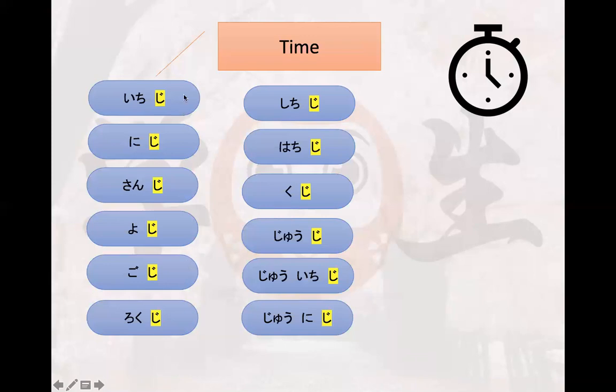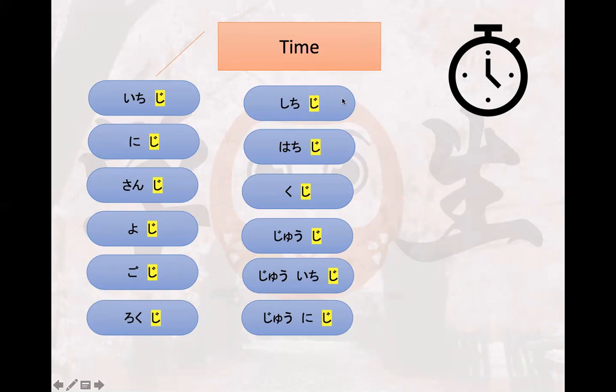Okay, so you need to add ji to make it o'clock. So, if we are talking about 1 o'clock, you say ichiji, niji, sanji, yoji, goji, rokuji, shichiji, hachiji, kuji, juji, juichiji, juniji. Now, if you notice, 4 o'clock has a peculiar reading. It cannot be yonji and it cannot be shiji. There is only one reading for 4 o'clock, yoji.